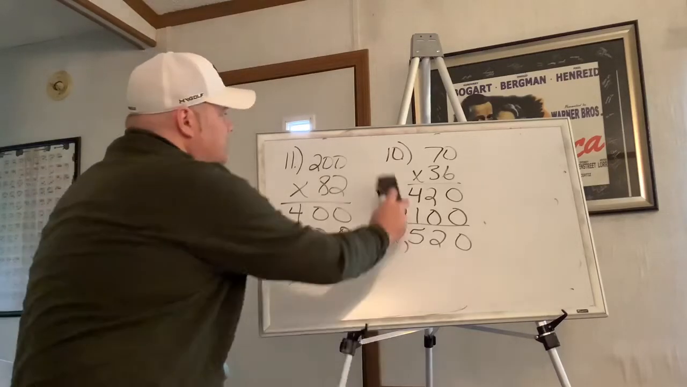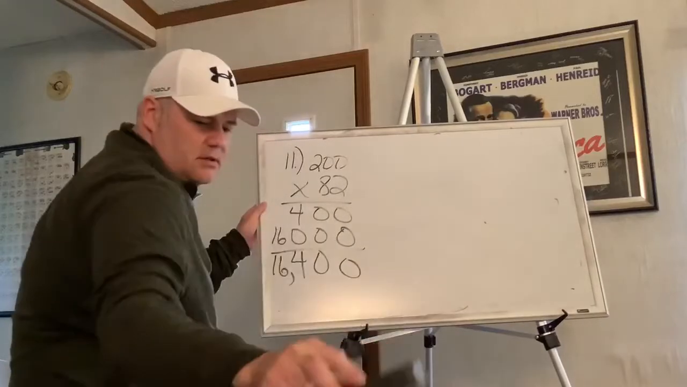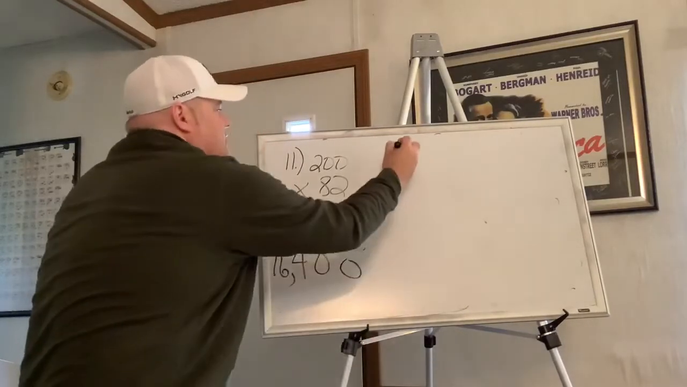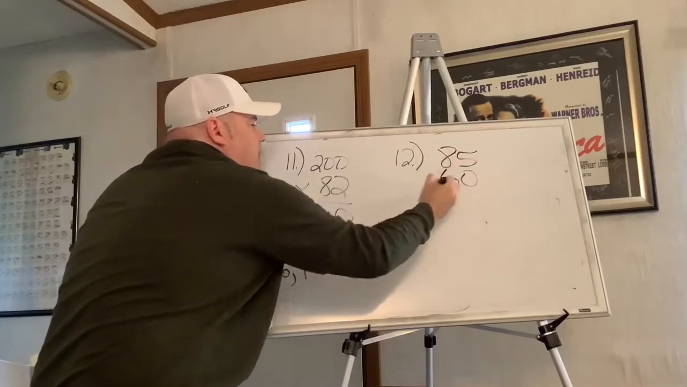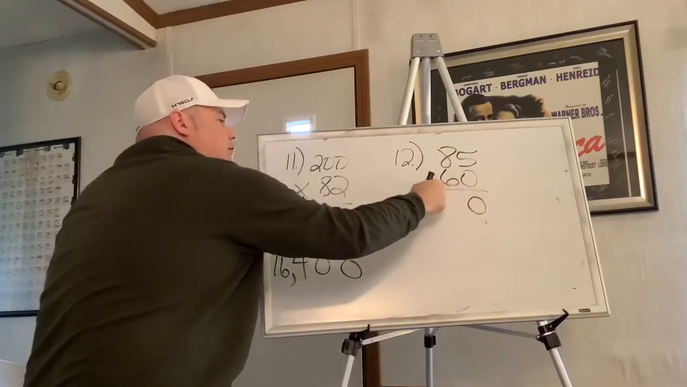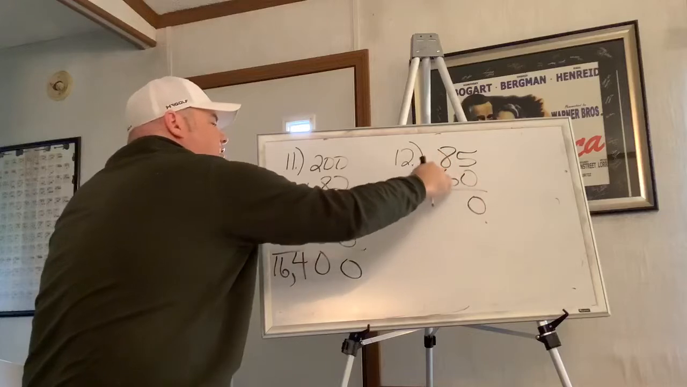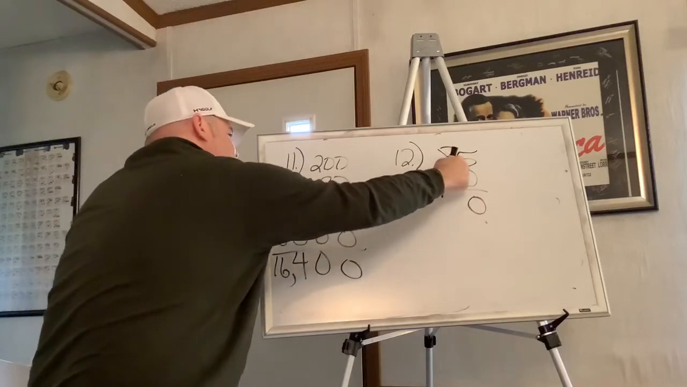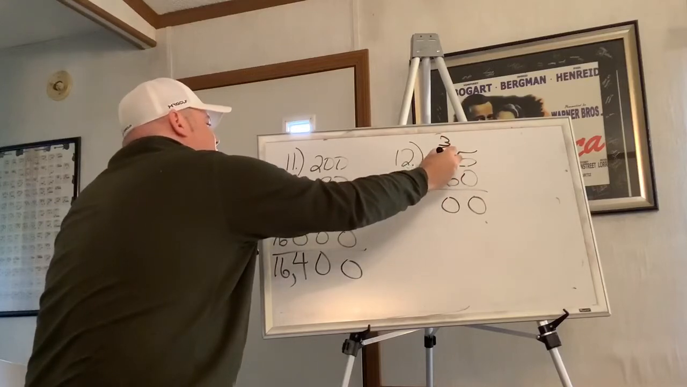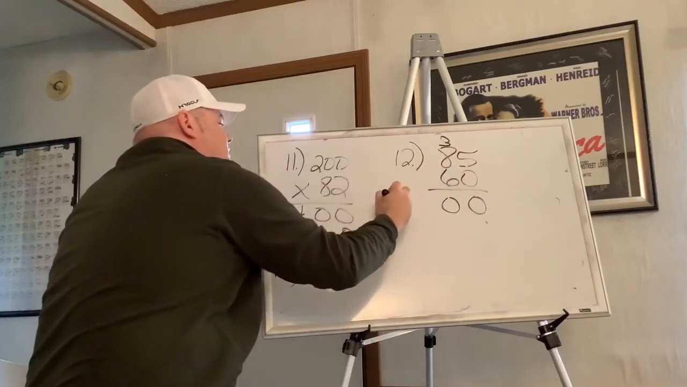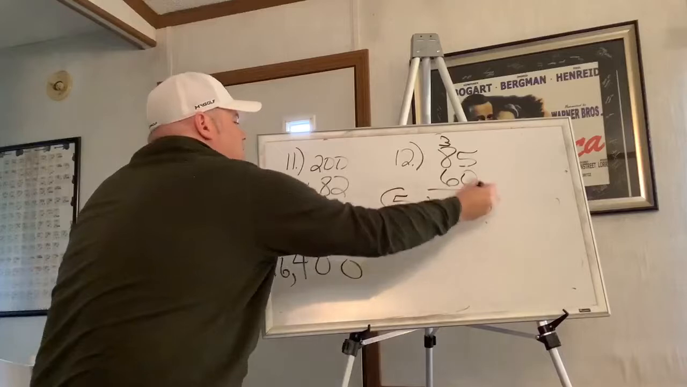Okay, last one I had you do was number 12, 85 times 60. This is one that you can use the shortcut. We can already put the 0 to move over to this row because this 0 is not going to change anything. Then we do 6 times 5, which is 30. And then 6 times 8, which is 48, plus 3, which is 51. 5,100.